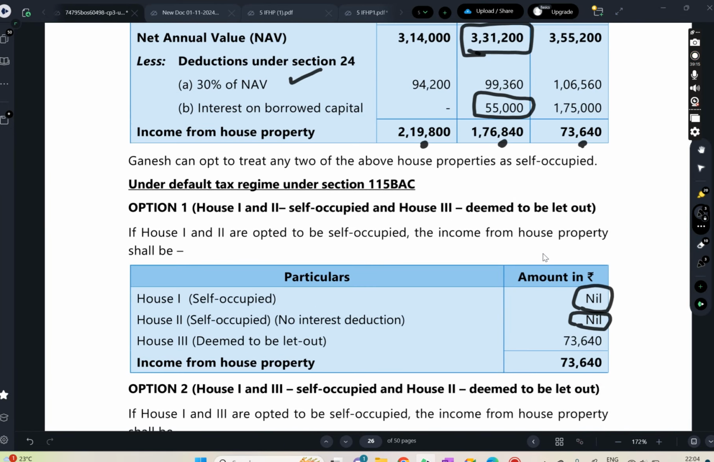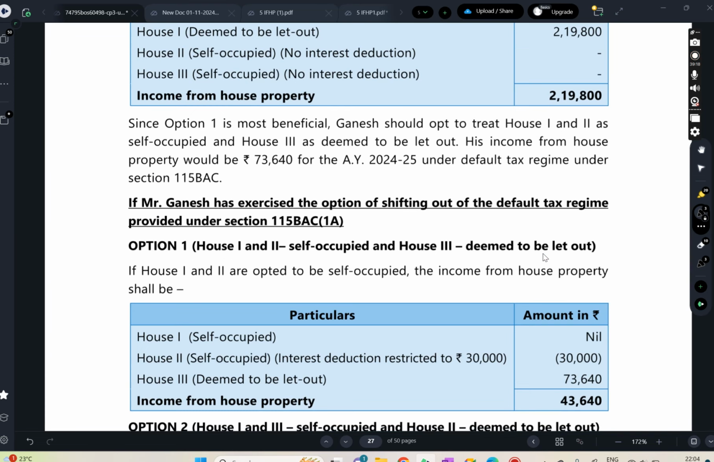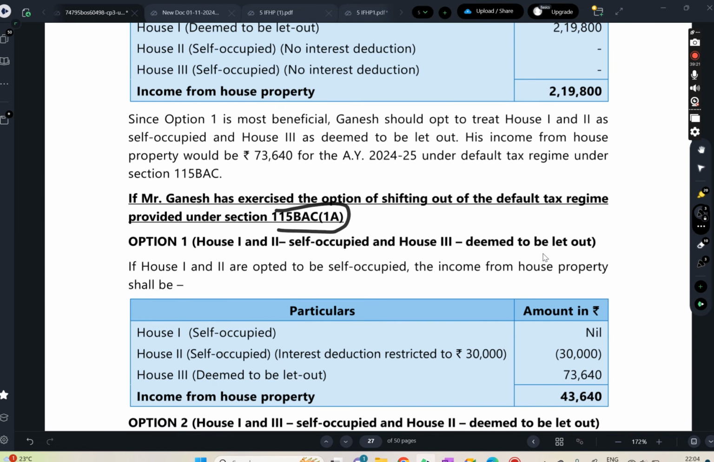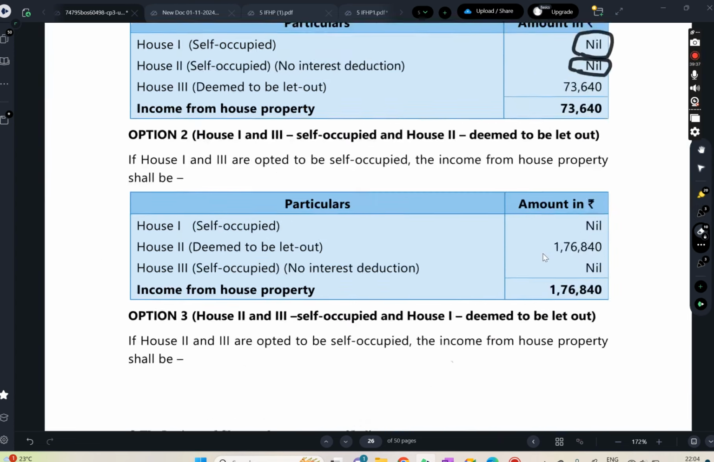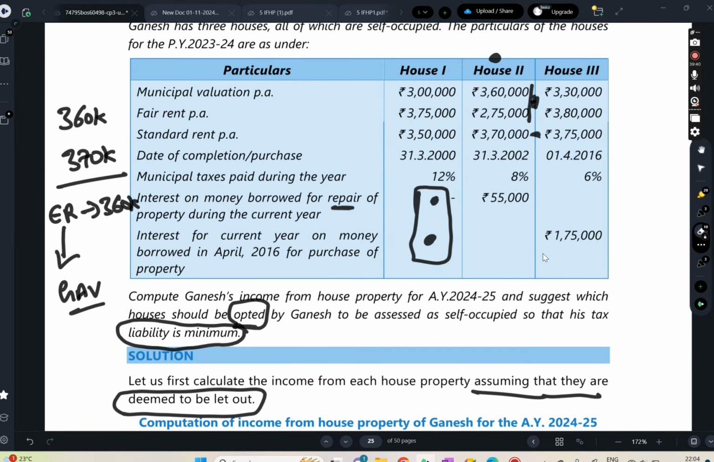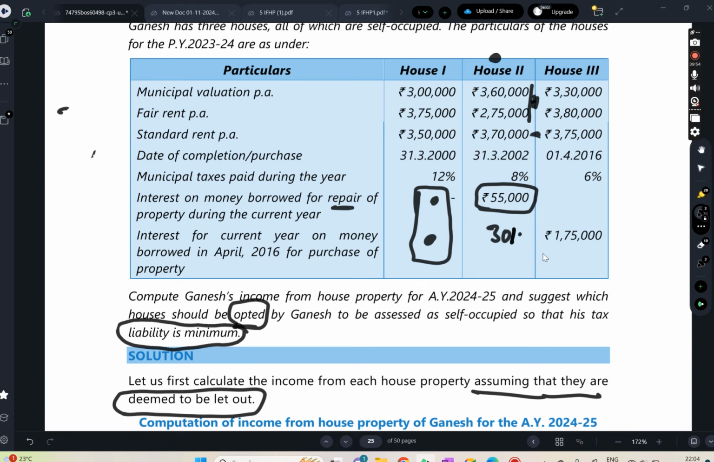Now let's come under the normal provisions here. In these provisions, for the first house there is no interest, so you can take NAV is equal to nil. There is no deduction of 30%, so finally everything you will get nil only. But for the second house, there is interest on borrowed capital for repairs, right? How much? 55,000. But can I claim the entire 55,000 as a deduction? No, sir. Only how much can I claim? Maximum 30,000.